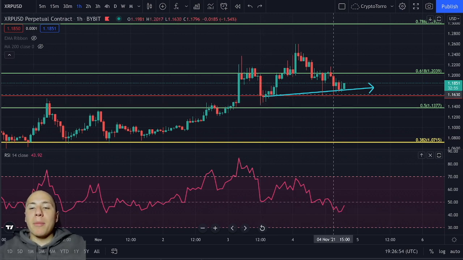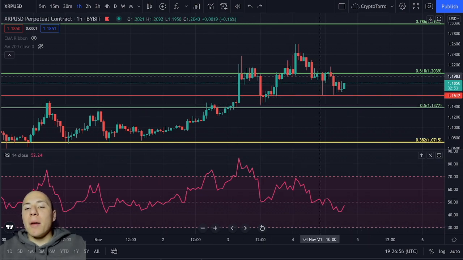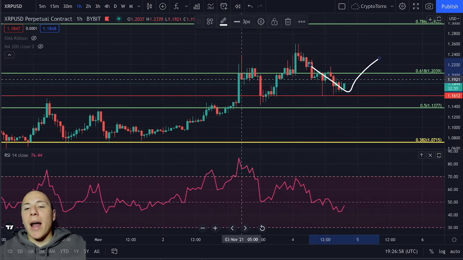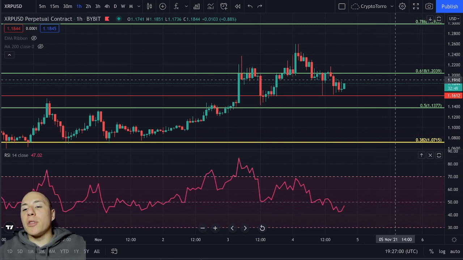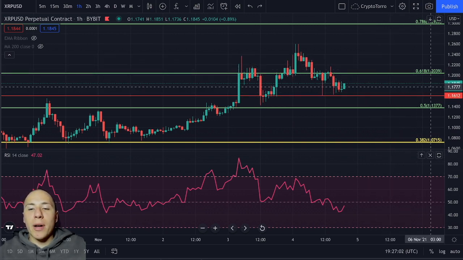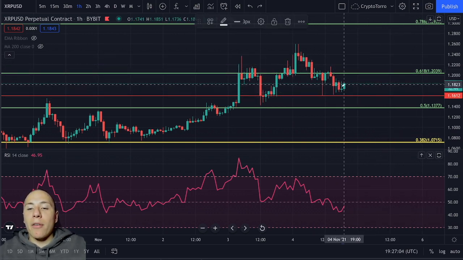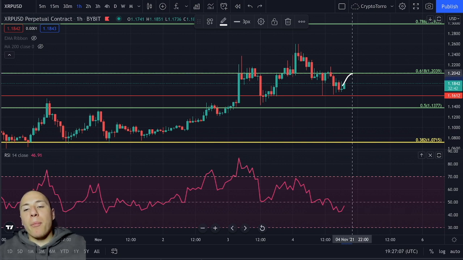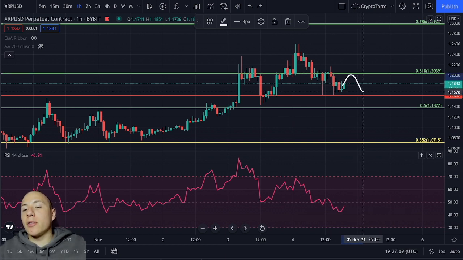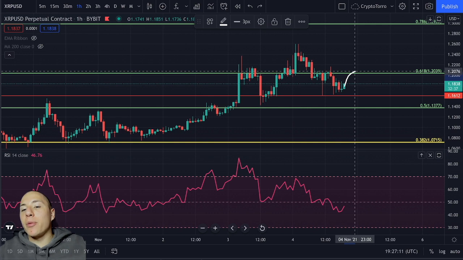So we could perhaps expect movement towards the upside during the upcoming hours, perhaps retesting the 0.618 Fibonacci level at $1.20 before seeing any type of decline in price action, or perhaps we're going to see even further increase and finding support on top of this area.